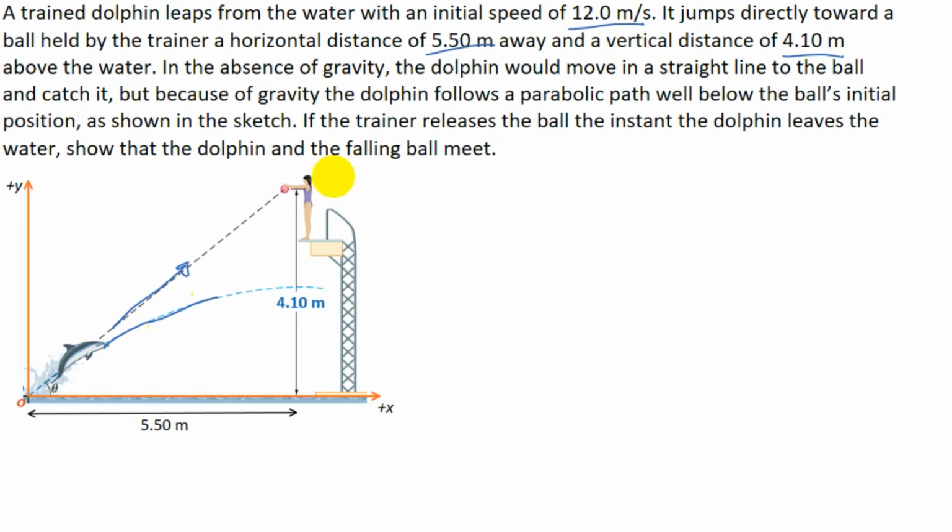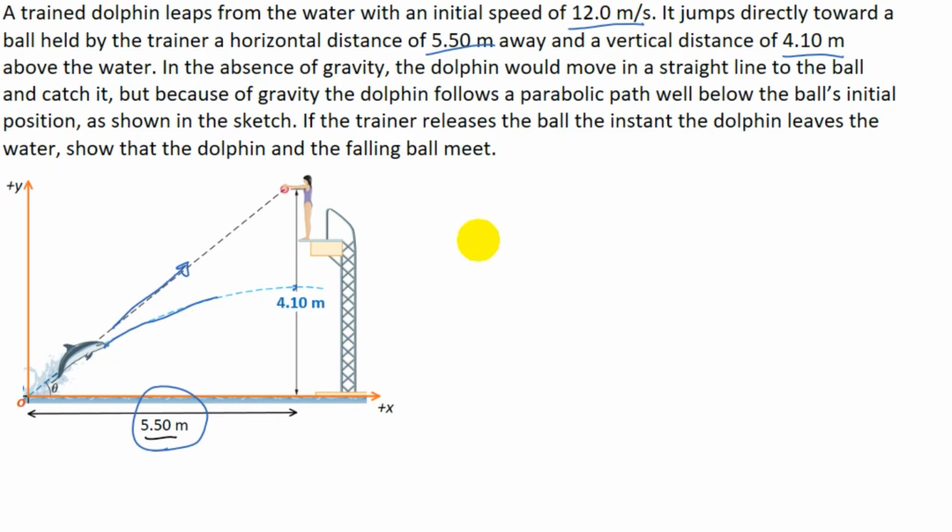And if the trainer releases the ball at the instant the dolphin leaves the water, then we need to show that when the dolphin travels 5.50 meters horizontally, its height above the water is the same as the height of the ball above water. So what we're going to do is, we'll first calculate the time the dolphin takes to travel 5.50 meters horizontally, and then we'll calculate the y value at this time.